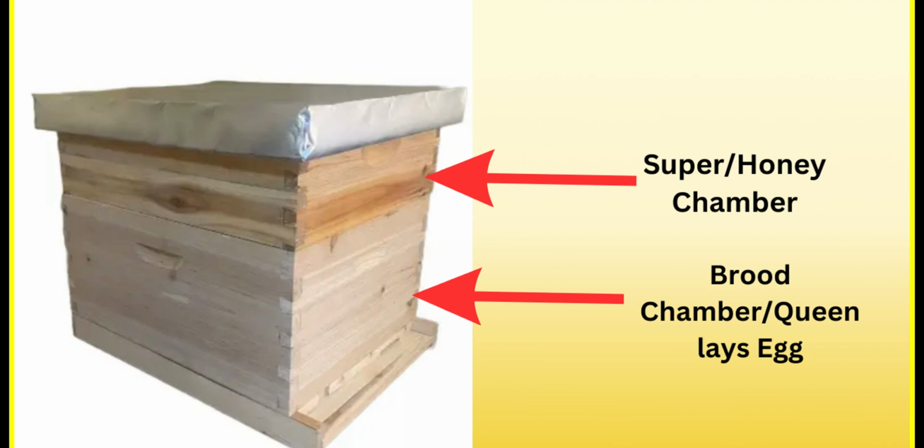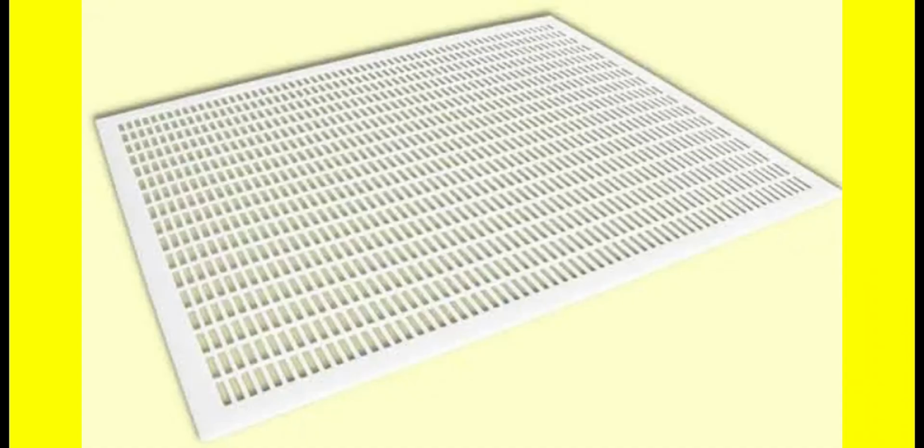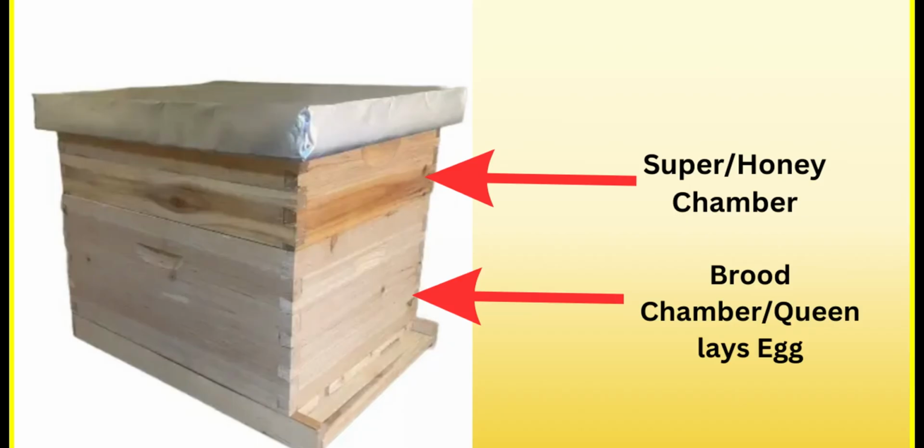The Langstroth hive is a modern box, as I have read here. It comes with two boxes. The one below is called the brood box. The one on top is called the super. And in between them is what we call the queen excluder. That queen excluder prevents the queen bee from crawling from the brood box into the super, because the super is where the worker bees produce all the honey they need.